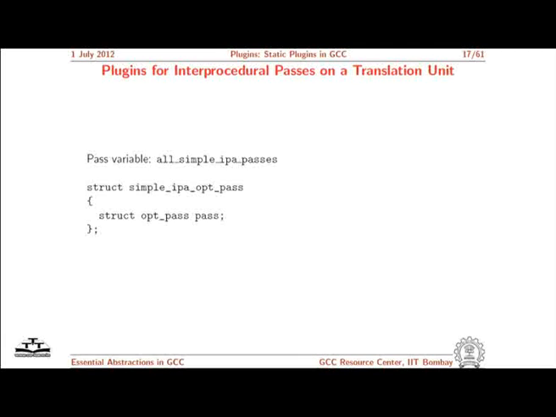When does this pass work on F1, F2, F3 and G1, G2, G3? So the answer to that question is, we have two kinds of interprocedural passes. One kind of interprocedural pass works on functions in a given file. That's called a simple IPA opt pass. It works on a translation unit. This translation unit may not be a complete program.